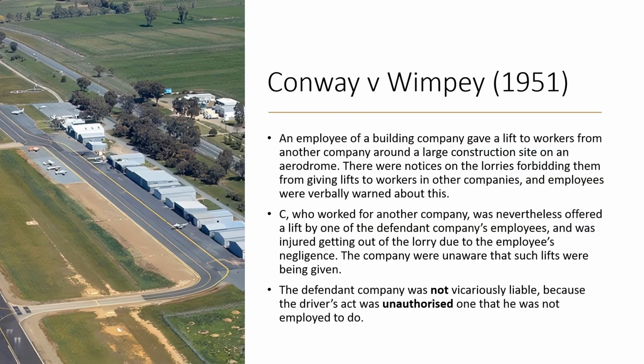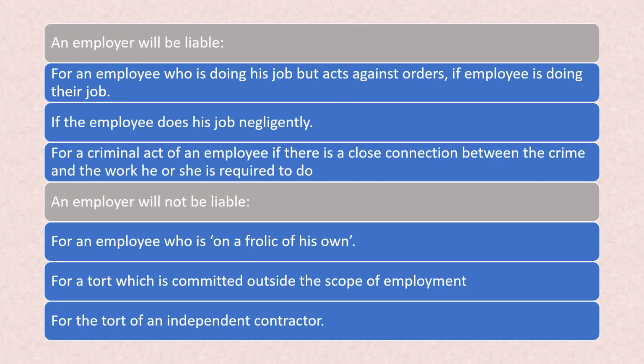Another case which involves lifts outside the course of the employment was Conway v Wimpey. An employee of a building company gave a lift to workers from another company around a large construction site on an aerodrome. There were notices on the lorries forbidding them to give lifts to workers from other companies, and employees were also verbally warned about this. The claimant, who worked for another company, was nevertheless offered a lift by one of the defendant company's employees and was injured getting out of the lorry due to the employee's negligence. The company was unaware such lifts were being given, and had given instructions not to do so, and again the company was not liable because this was an unauthorised lift.